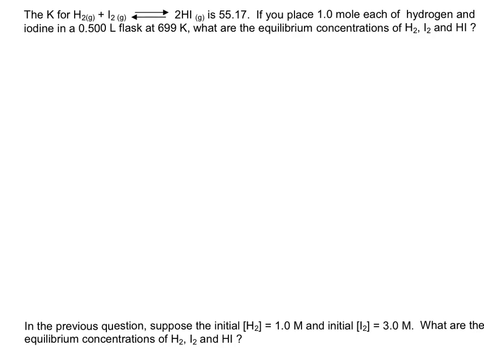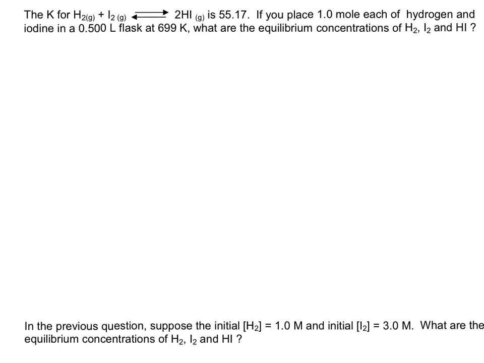Hello, let's continue working on some equilibrium problems. So this one says that the K for the reaction between hydrogen and iodine to form hydrogen iodide is 55.17. It says if you place 1 mole of each of hydrogen and iodine in a half-liter flask at 699 Kelvin, what are the equilibrium concentrations of all your species, the H2, I2, and the HI?